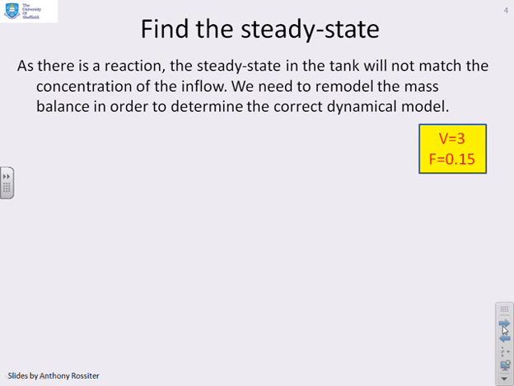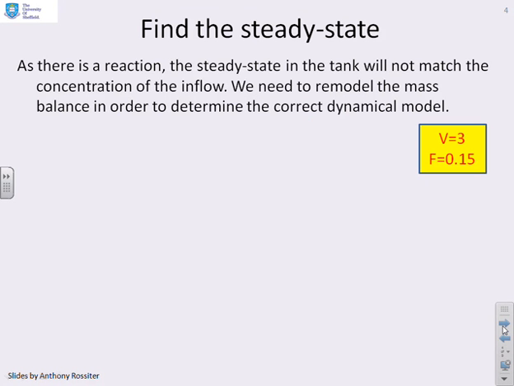So then, as there's a reaction, we note that the steady state concentration in the tank will not match the concentration of the inflow. And what we're going to do first is say, well, what do we want to balance? Well, the obvious thing to balance is this component A. So what have we got?